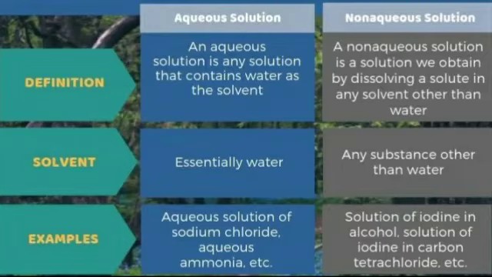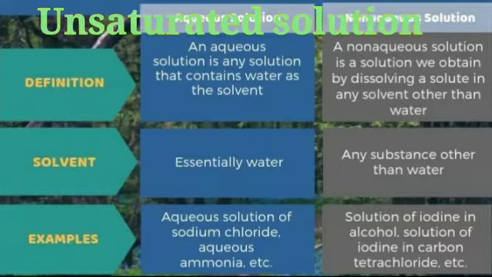Solution means homogeneous mixture. Now we have also discussed aqueous and non-aqueous solution. What is aqueous solution? The solution in which the solvent is water. And in the case of non-aqueous solution, the solvent is other than water. Examples are given here. The aqueous solution of salt and ammonium chloride in water. On the other hand, iodine is dissolved in alcohol or in carbon tetrachloride. These are liquids other than water, and this kind of solution is called non-aqueous solution.